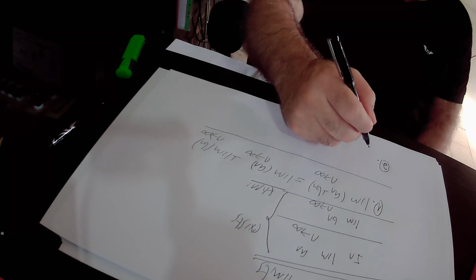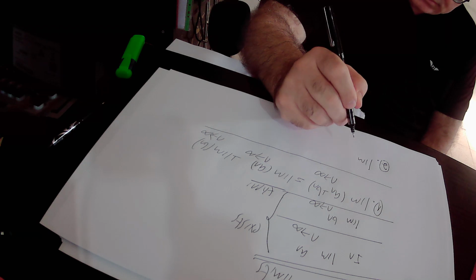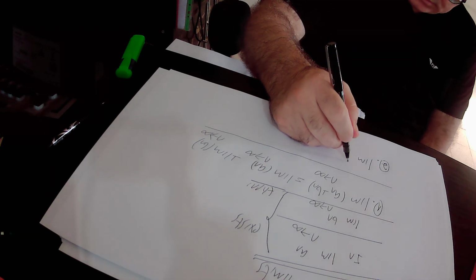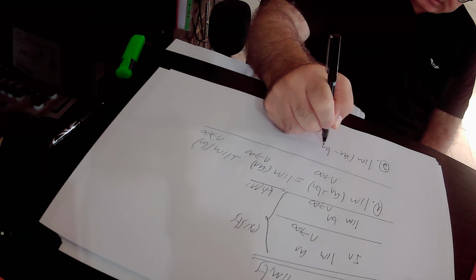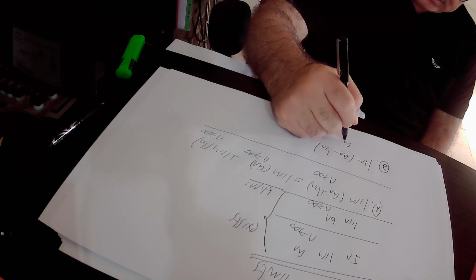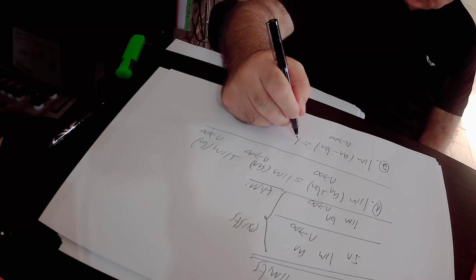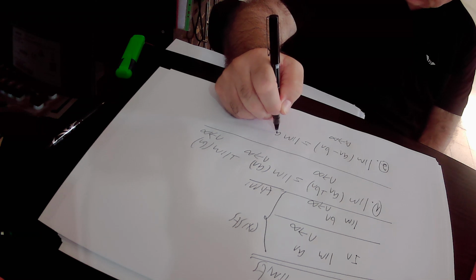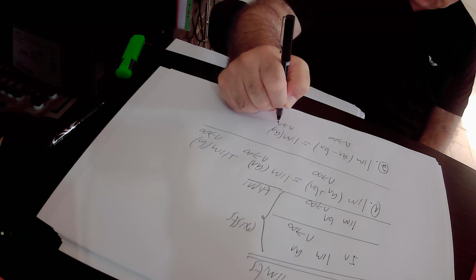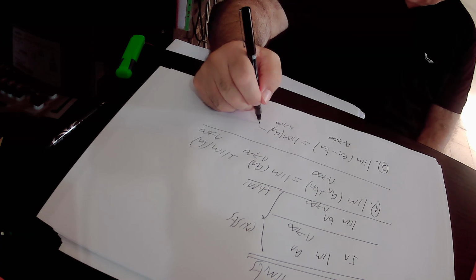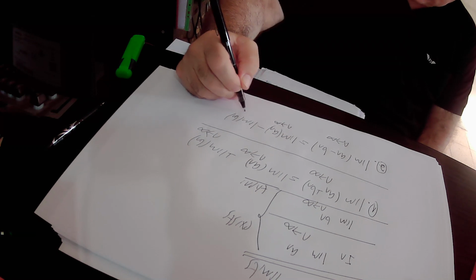According to equation number two, the limit of sequence an minus bn when n tends to infinity is equal to the limit of sequence an when n tends to infinity minus the limit of sequence bn when n tends to infinity.